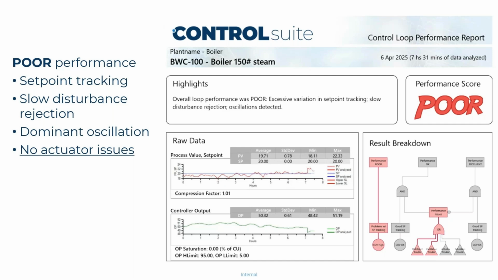Below our highlights section, you can see our raw data graph, and that shows that process variable and controller output are swinging too much for steady state control. And on the right in the result breakdown flowchart, it confirms all the information that we just read. So let's explore this further to see if we can determine what's needed to improve this control loop.